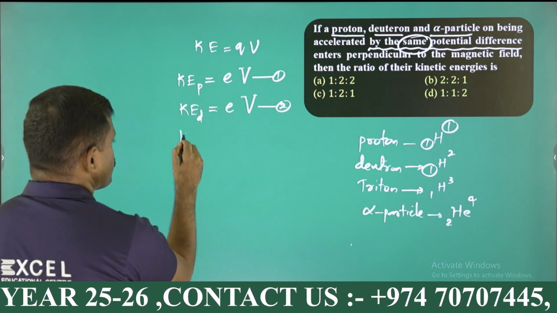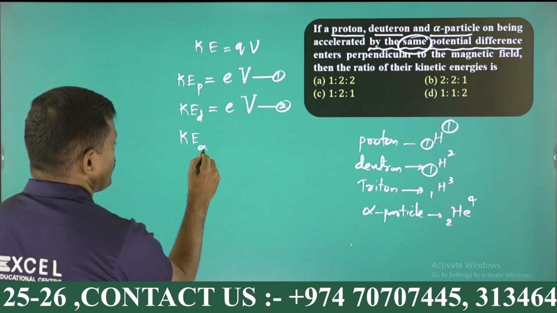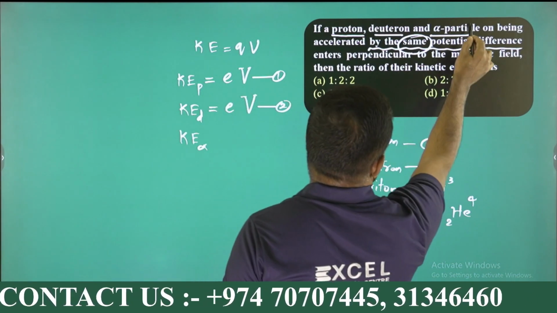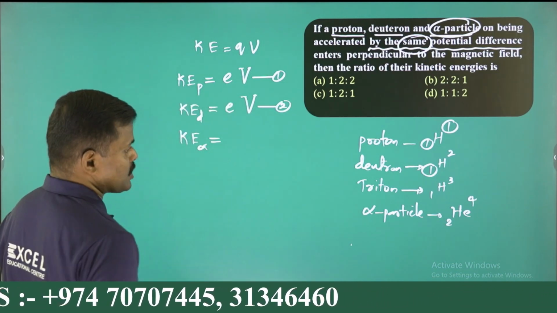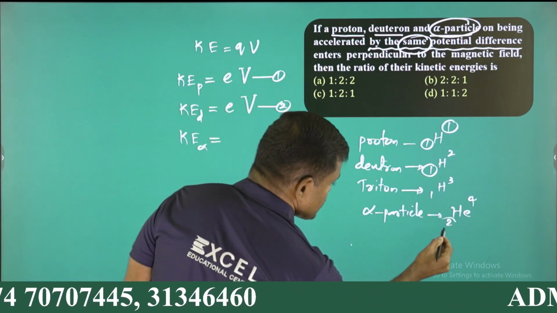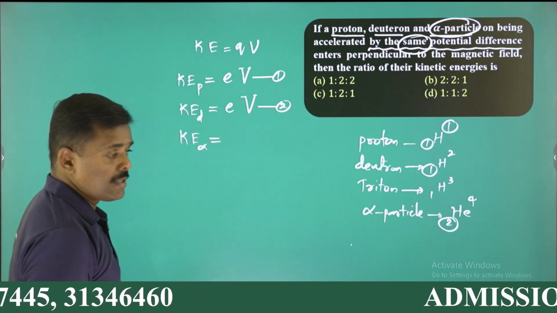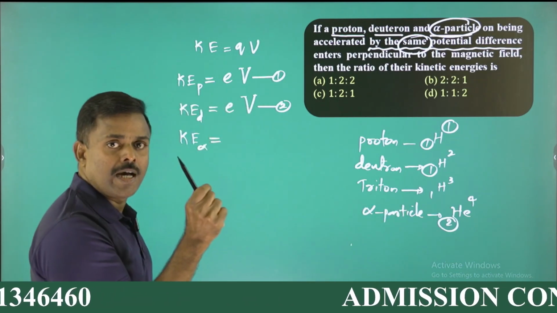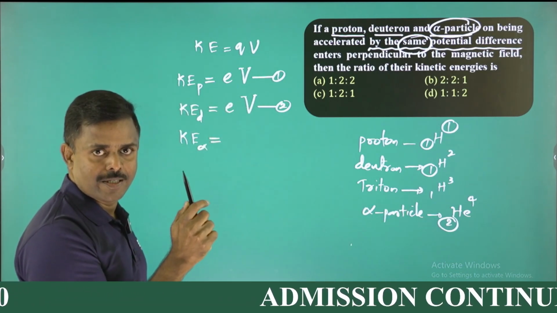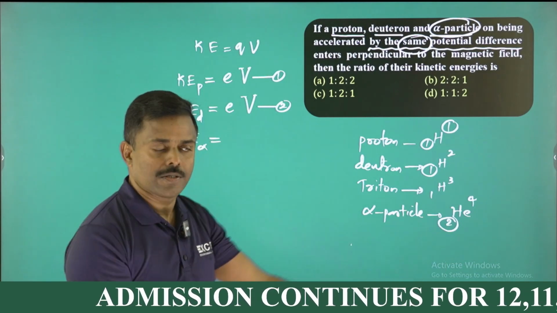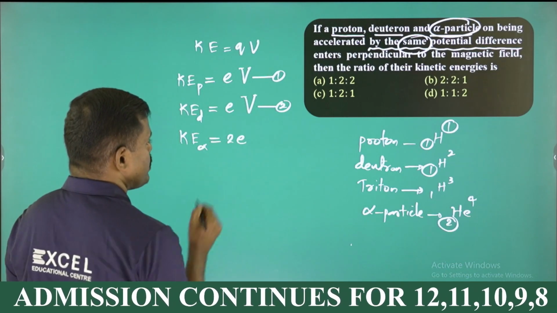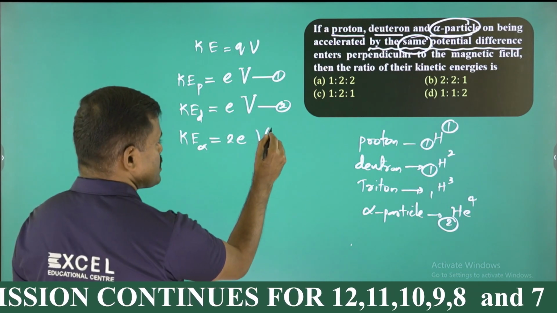So the kinetic energy of the alpha particle, the third particle is alpha. Am I correct? Yes, alpha particle. So what do you write for it? Alpha particle's charge. The number you write at the bottom is called the charge number or atomic number. That tells you how many protons are there. 2 protons, so the charge will be 2e. But the potential difference is the same, no?